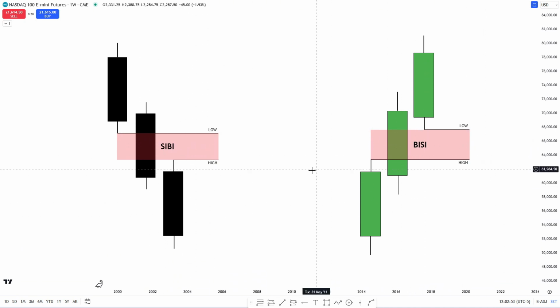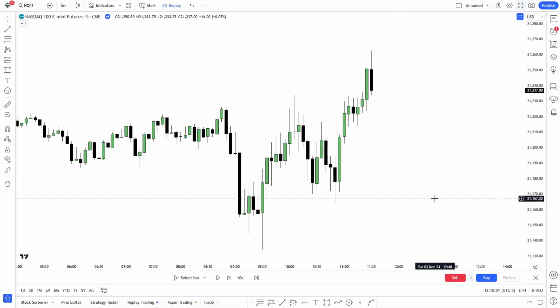Similarly, on the right hand side here, we have buy side delivery on the upside. So we call it a buy side imbalance or fair value gap. And then we are inefficient in sell side delivery. Okay, so that is the difference between a SIBI and a BISI. All right, guys, let's take a look at how we can use a bullish fair value gap to go long.